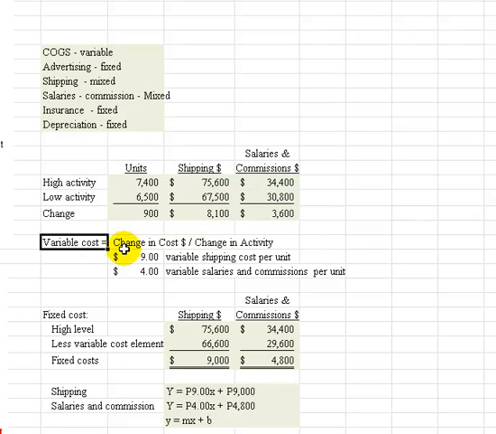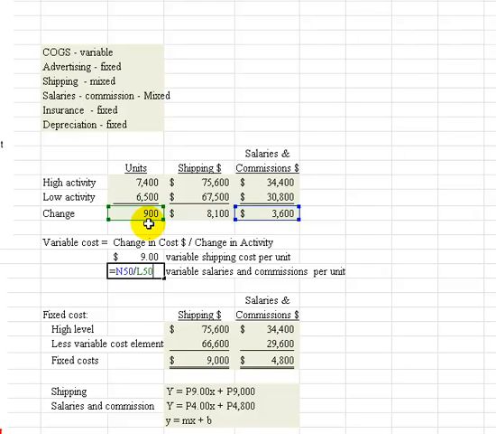Okay, then to determine the variable cost, we take the change in the cost, which is the rise over the run. The cost is the dependent variable divided by the change in the activity. And the rise appears on the y-axis, the activity appears on the x-axis. So we're calculating variable cost as the rise over the run, which is the change in the cost dollars divided by the change in activity. So if I take M50 divided by L50, or $8,100 divided by 900 units, that's our variable shipping cost per unit.